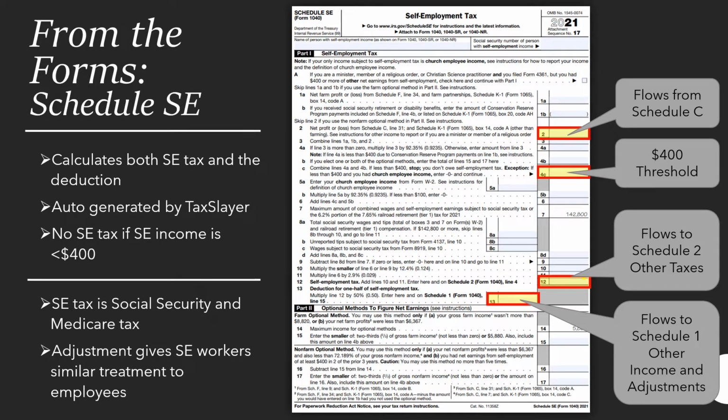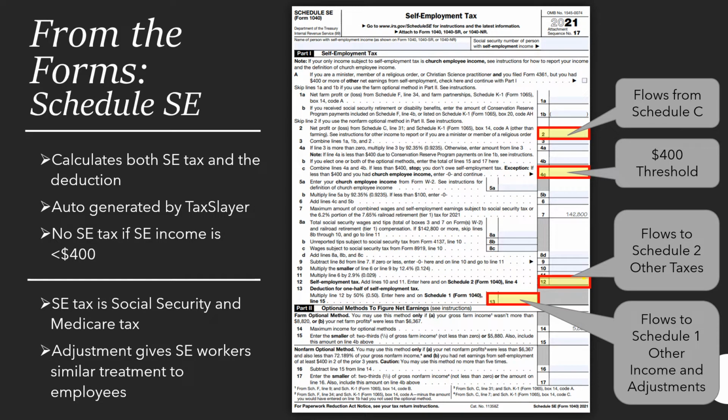So employees and self-employed individuals, when they pay Social Security tax, only pay Social Security tax on the first $142,800 worth of income. And then line 12 is where, after all of these calculations come through, the tax has been calculated, and that's going to flow onto Schedule 2, other taxes, and then onto the 1040.